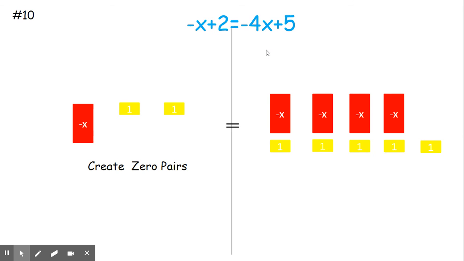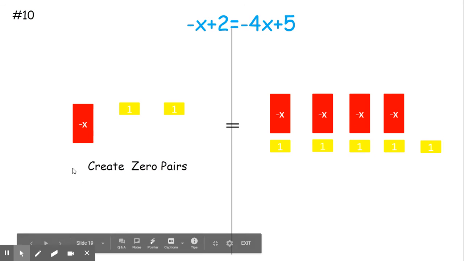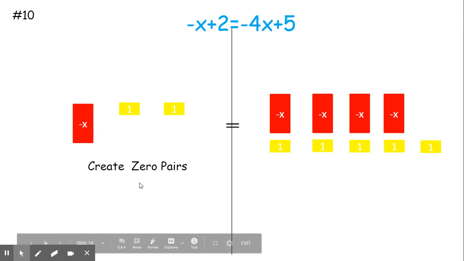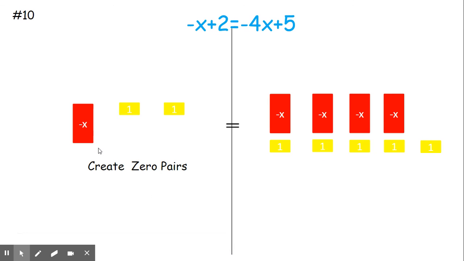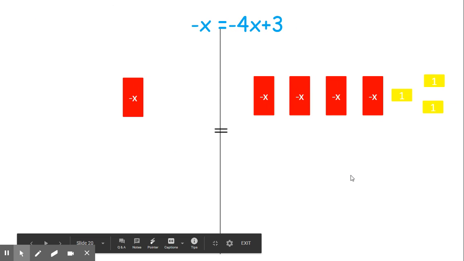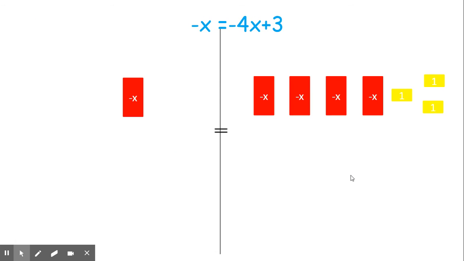Okay, create 0 pairs. I want to find the value of 1 positive x. So I'm moving my constants and I'm moving my variables. So tiles over here, and let's move my bars to the other side. Okay, so let's create our 0 pairs. So if I subtracted 2 on the left side, I have to subtract them on the other. So boom. Now we're left with negative x equals negative 4 plus 3.